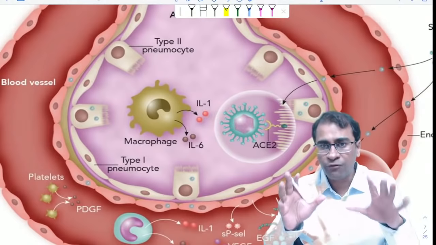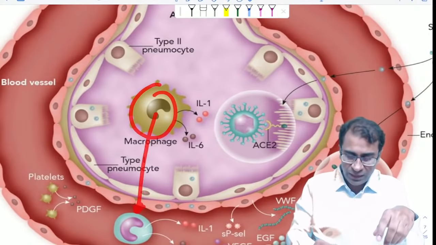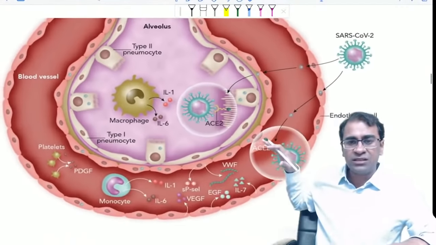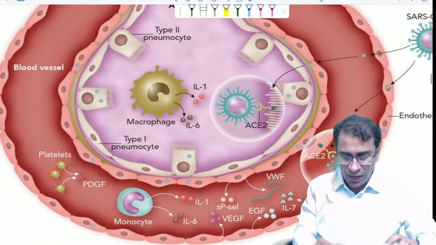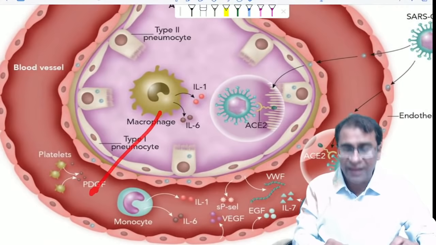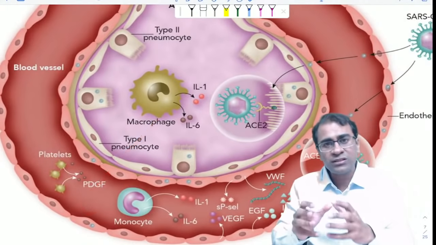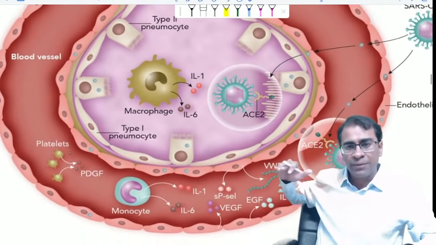But one more important factor is these will also activate the neutrophils and monocytes around the capillary, around the alveoli. So this is a capillary. What happens? These macrophages releasing IL-1, IL-6 and IL-8 will activate the neutrophils here. Neutrophils, after getting activated, will first damage the endothelium.